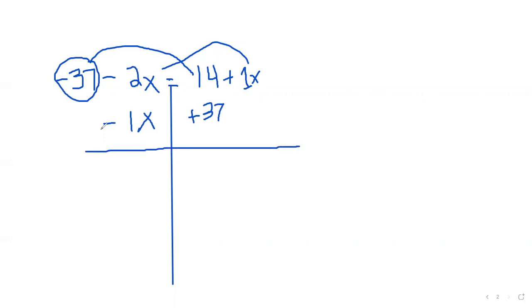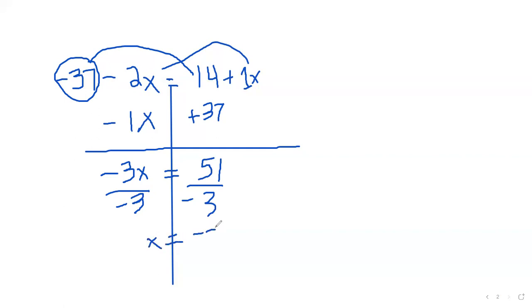So negative 2x minus 1x gives us a negative 3x. See how we did that, and we saved the whole step? And 14 plus 37 is 51. Look at that. Now we'll divide both sides by negative 3. And we end up with x equals negative 17. And that is our answer. Easy as pie, right? That's all there is to it.